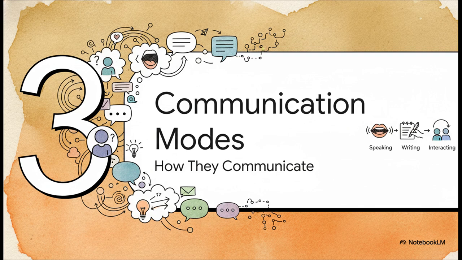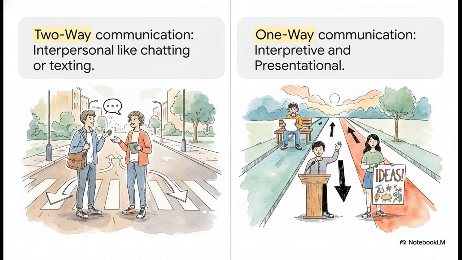All right, section 3, modes of communication. This is all about how students communicate. The absolute crucial distinction to remember for the exam here is directionality. Just imagine a really bustling street. The interpersonal mode is a two-way street. It is dynamic, back-and-forth communication. If two students are texting or having a lively debate, that is interpersonal.